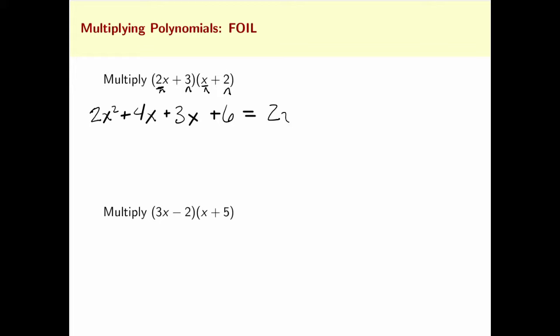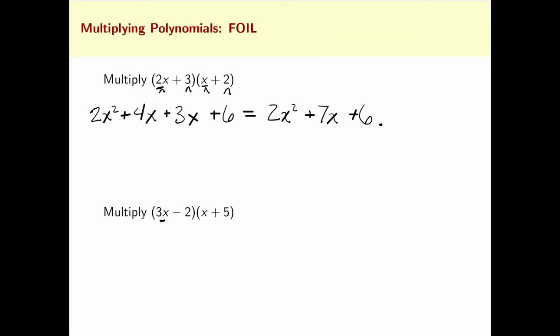Simplify. 2x squared. I have a 4x and a 3x, so those add together to give me a 7x. And then the constant term is plus 6. This example has a coefficient times the first term, and there's a negative sign in the first binomial.